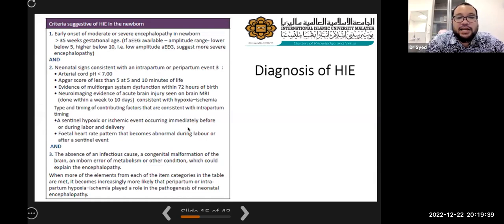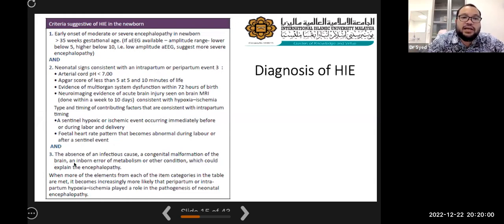Tapi benda-benda ni mesti ada, they should be consistent with intrapartum punya timing. Maknanya dia mesti within intrapartum punya period. Mesti ada sentinel hypoxic or ischemic event occurring immediately before or during delivery. So fetal heart rate pattern pun suggest abnormal during labor or after that event.